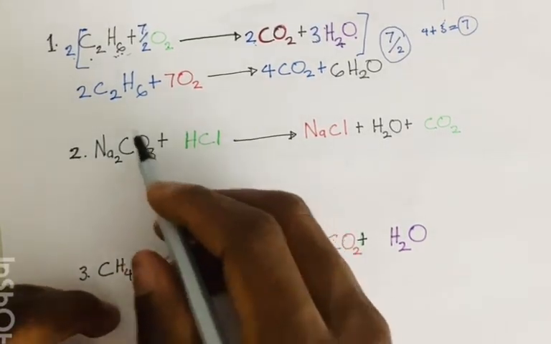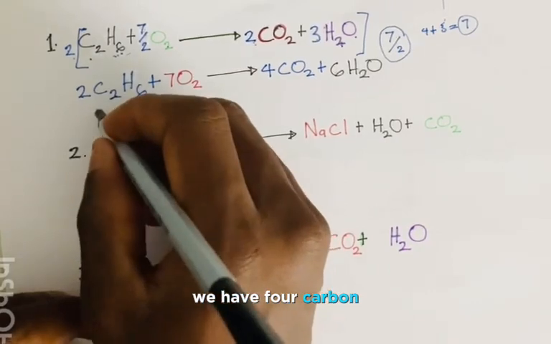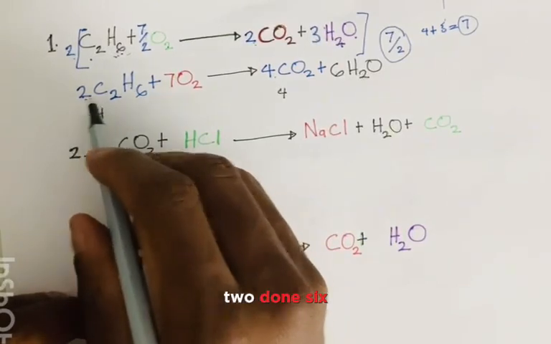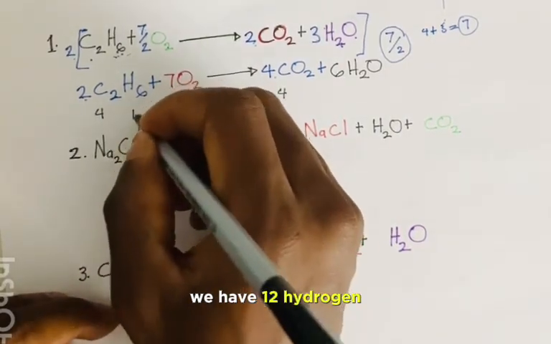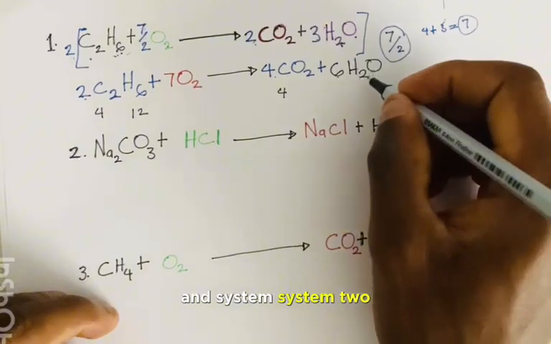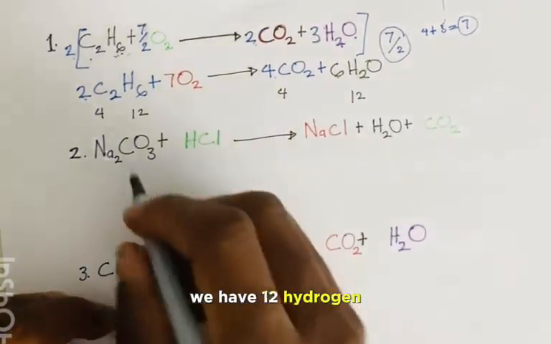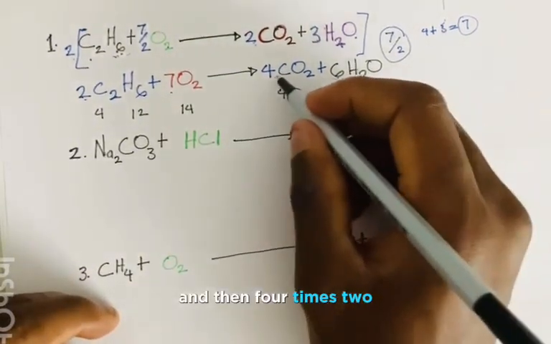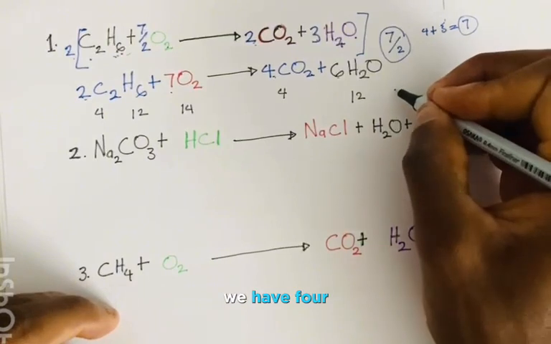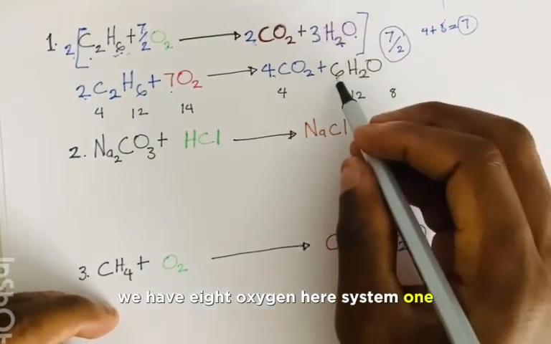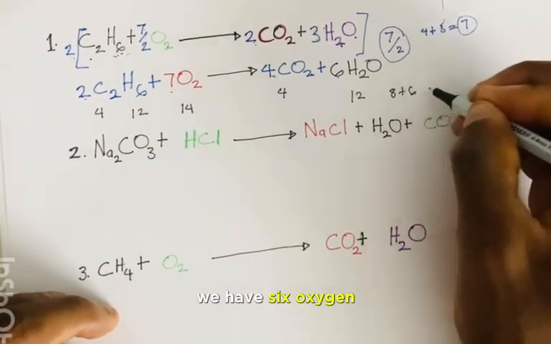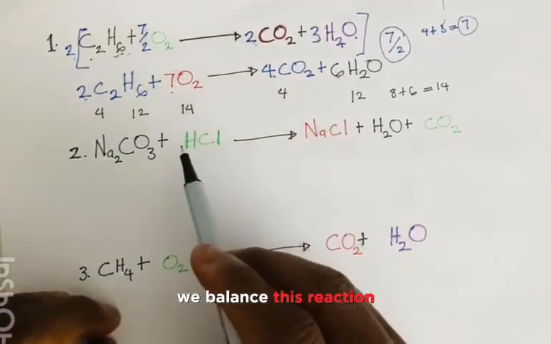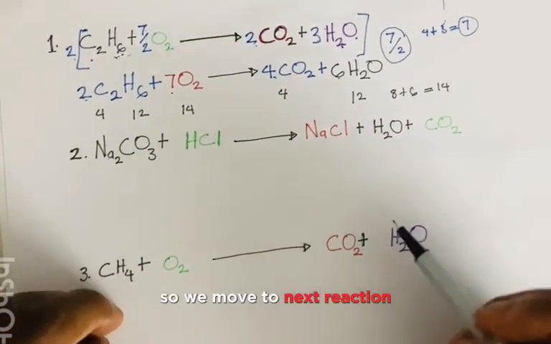Let's check and see. We have 2 times 2, so we have 4 carbon, and we also have 4 carbon here. 2 times 6, we have 12 hydrogen, and 6 times 2, we have 12 hydrogen. 7 times 2, we have 14 oxygen, and then 4 times 2, we have 8 oxygen here, and 6 times 1, we have 6 oxygen. 6 plus 8 gives us 14. So when we do this, it means we have balanced this reaction. So we move to the next reaction.